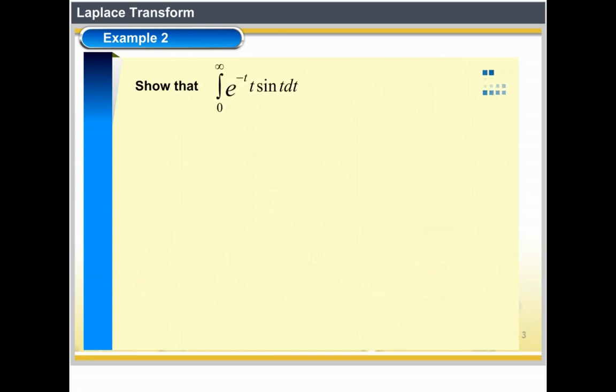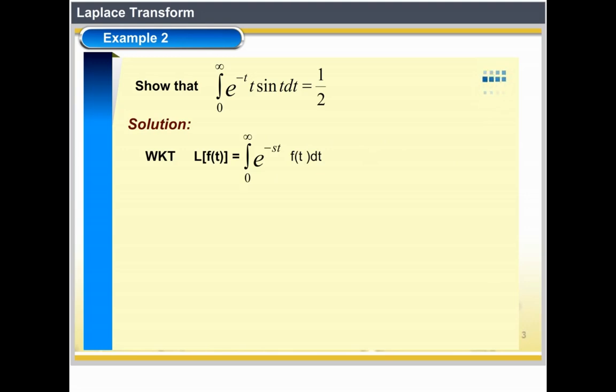Show that the integral from 0 to infinity of e^(-t) t sin t dt equals 1/2. Solution. We know that L of f(t) equals the integral from 0 to infinity of e^(-st) f(t) dt. So the integral from 0 to infinity of e^(-t) t sin t dt equals L of t sin t with s equal to 1.